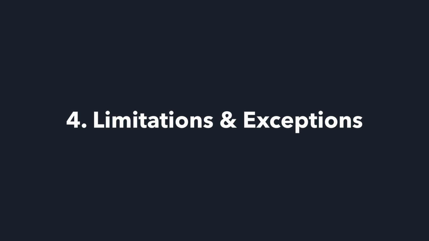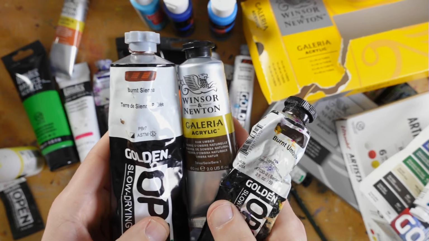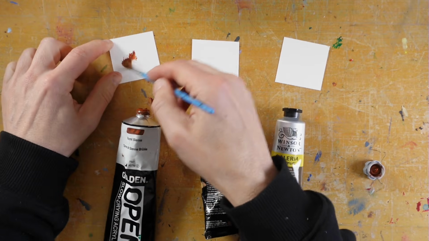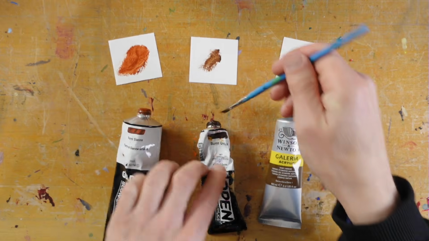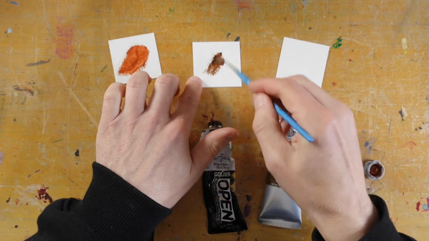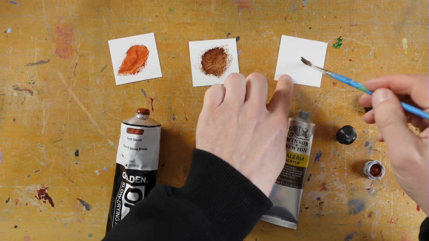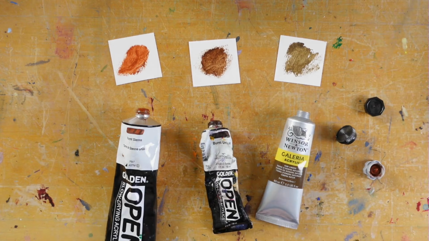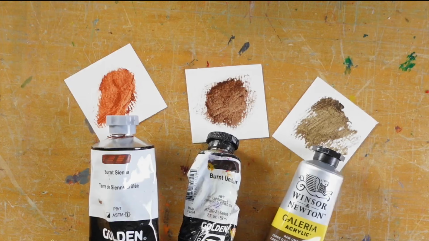Limitations and exceptions. So here's an example. You have burnt sienna, raw umber, and burnt umber, and they all have the same pigment code, PBR7. Even though these have the same exact pigment code and the same pigment in there, they look different because they're processed differently. I don't have raw sienna, but it has the same pigment code, so that would be 4 different colors that have the exact same pigment code, even though they look different.